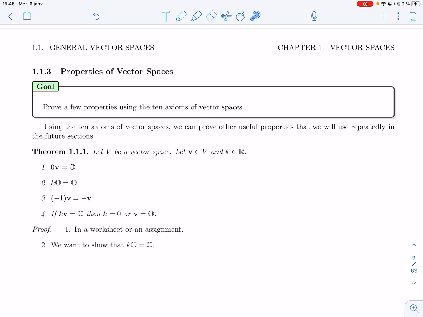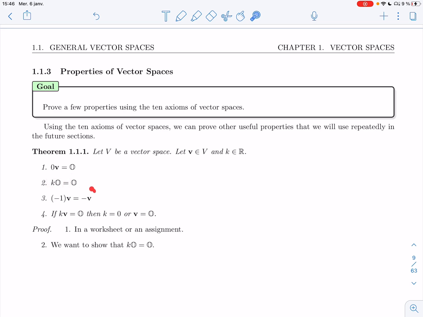These will follow. All right, Theorem 1.1.1: let V be a vector space. I'm going to take one element v in V, and a real number k. First, if I multiply v by the zero scalar, I don't have a choice, I'm going to get the zero element of V. Second, if I take the zero element and multiply it by k, I'm going to get the zero element.